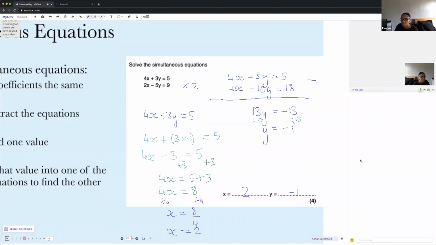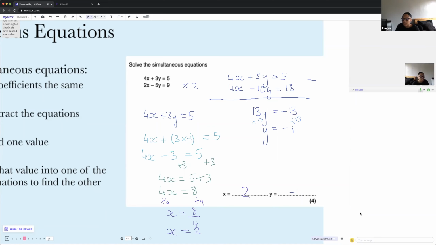Someone asked, why is it minus? Because remember, we want to eliminate one of the letters. If we still have both x and y, we can't figure out what x is or what y is. So if I was to add them, I would do 4x plus 4x, which would give me 8x. And then I've got 3y plus minus 10y, which is the same as 3y minus 10y. That would give me minus 7y. So then at the bottom, I still have x and y together, and I still can't solve it. So the whole point of that adding and subtracting step is to eliminate one of the letters.